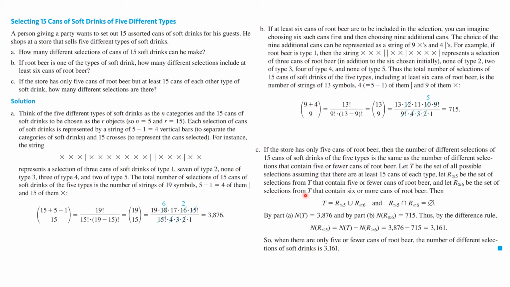And let R greater than or equal to 6 be the selections from T that contain 6 or more cans of root beer.